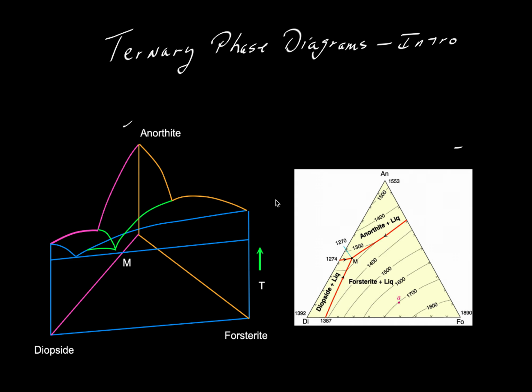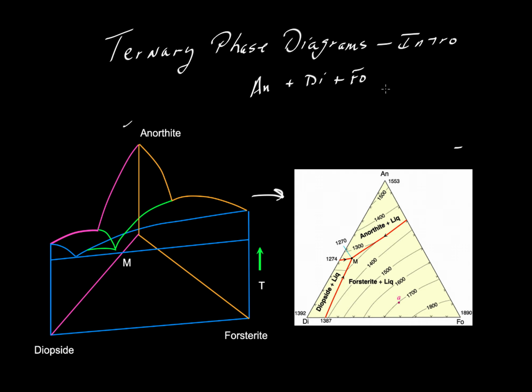Here we're going to give a qualitative introduction to ternary phase diagrams. We're going to use these two very nice diagrams from the textbook by John Winter. We'll start with this one on the left and then show how it relates to this one over here. So he's going to take the ternary of anorthite plus diopside plus forsterite.